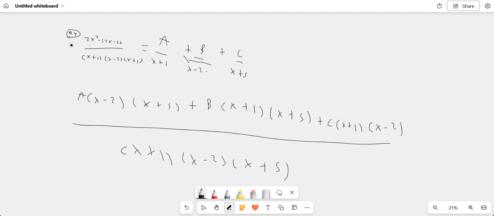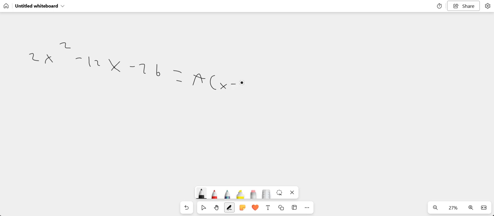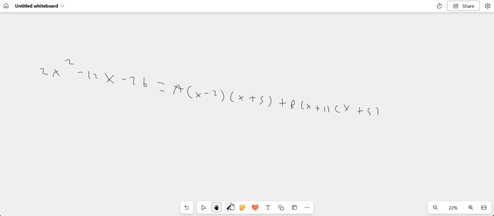That's it. So obviously equate the top, so that's equal to that. So I can write 2x squared minus 12x minus 26 is equal to a open bracket x minus 2, open bracket x plus 5, plus b open bracket x plus 1, open bracket x plus 5, yeah? Plus c open bracket x plus 1 and x minus 2, yeah?